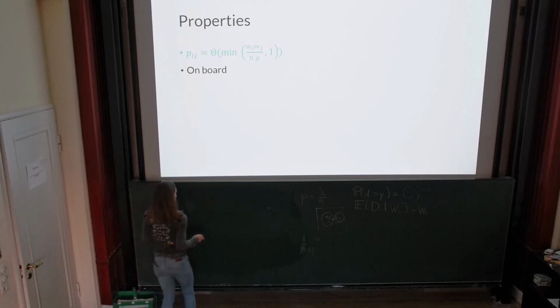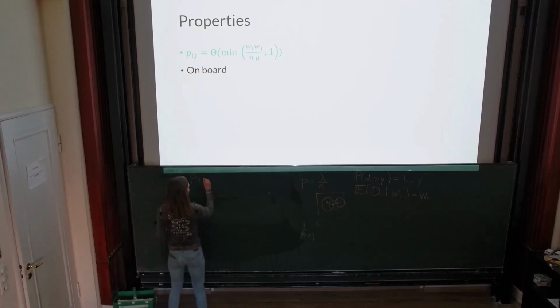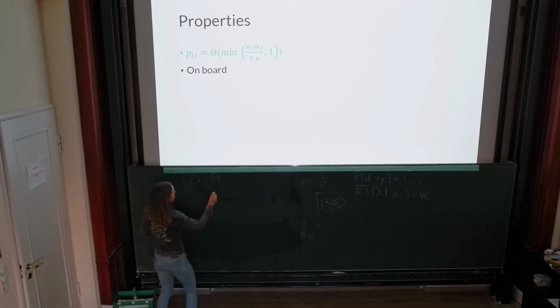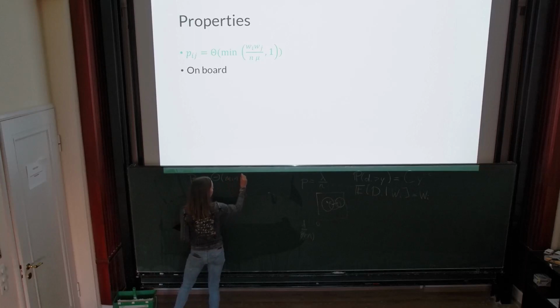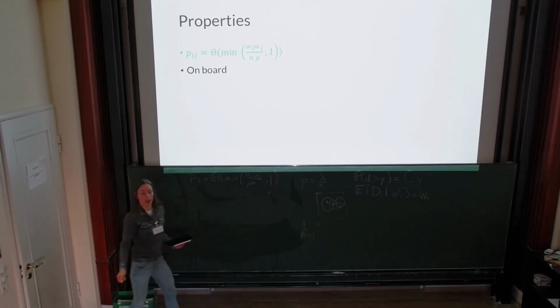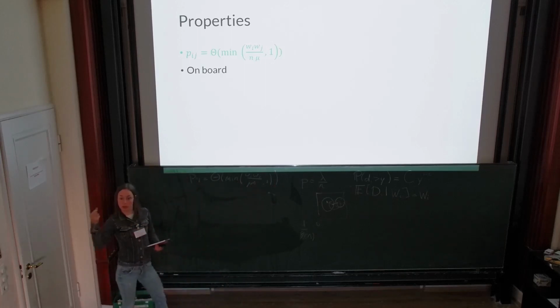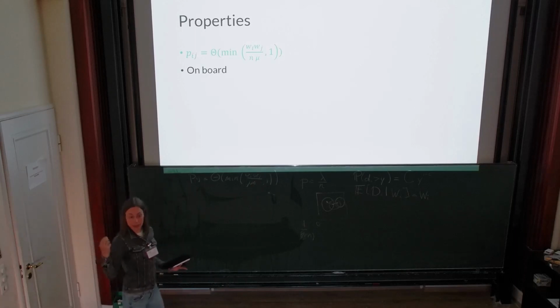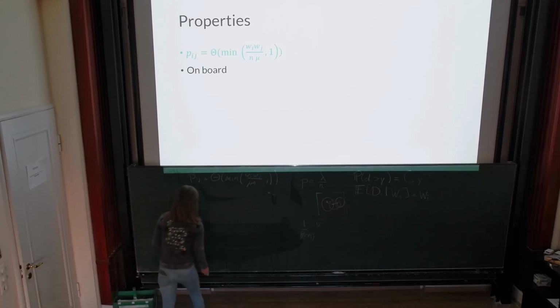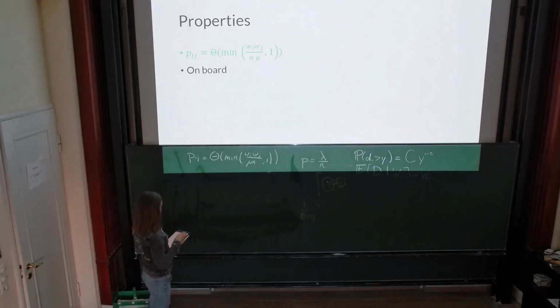Then the probability that i and j connect, they prove that this is proportional to the minimum of the product of the weights divided by mu, and 1. And this is exactly the probability that we had in this non-geometric model. So suppose that you know the weights and you only want to know one connection, it behaves the same as in a non-geometric model. And this property is also not too difficult to prove.